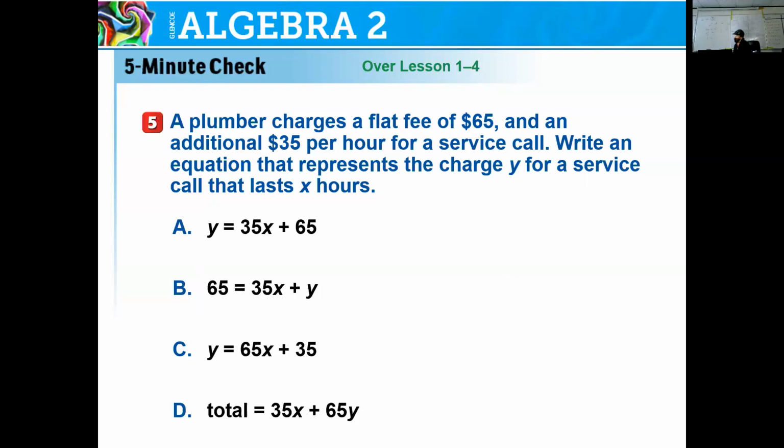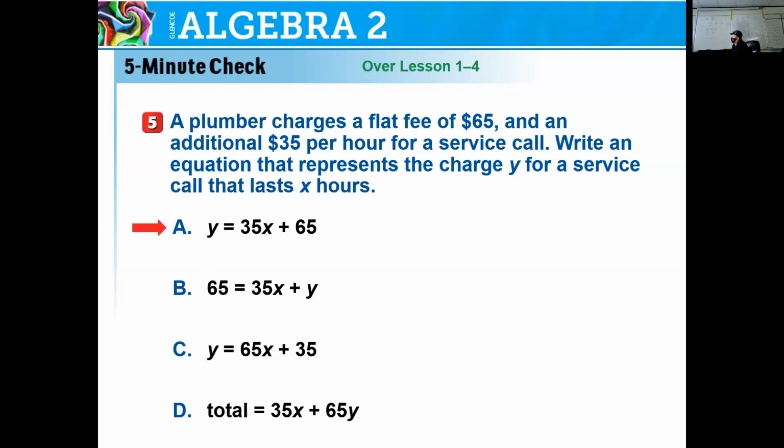Okay, it's like a service call. It's just paid to him for showing up. So that is going to be your y-intercept. So we know, because if we do 0 hours of work, we still made $65. Then we want to find the equation that would have 65 as our y-intercept, and then 35 per hour. So $35 times x. So this should also be B.